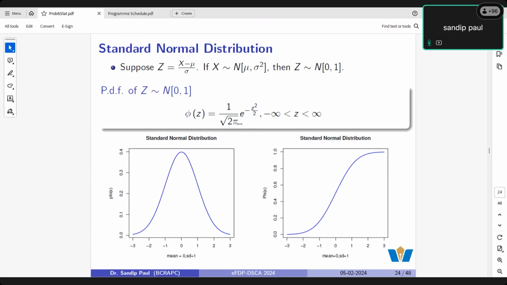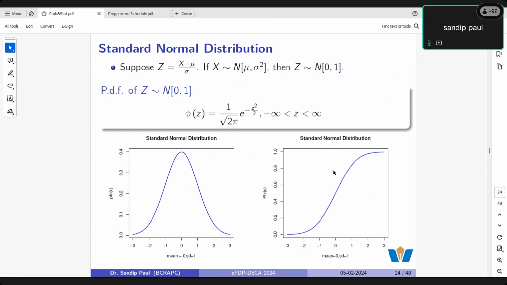So 1 over root 2 pi, e to the power minus z square by 2, where z denotes the value (x minus mu) by sigma. So it is the density curve of the standard normal variant. Now if we draw that graph, we can see this graph is symmetric, it is bell shaped, and it is symmetric about the line z equal to 0. So that means it is symmetric on both sides of z equal to 0.